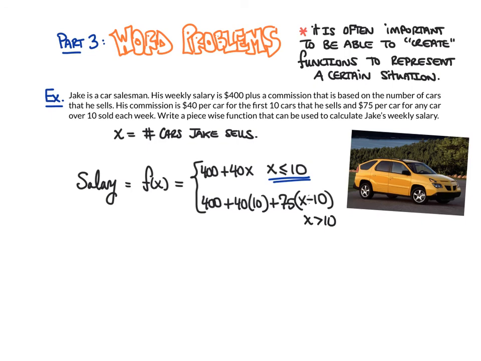And this is going to be his function that tells us what his salary is. So suppose he sold 20 cars, you would determine which branch of the piecewise function you need. That would be the red branch because 20 is bigger than 10. And you would input 20 into that formula and you could find his salary.